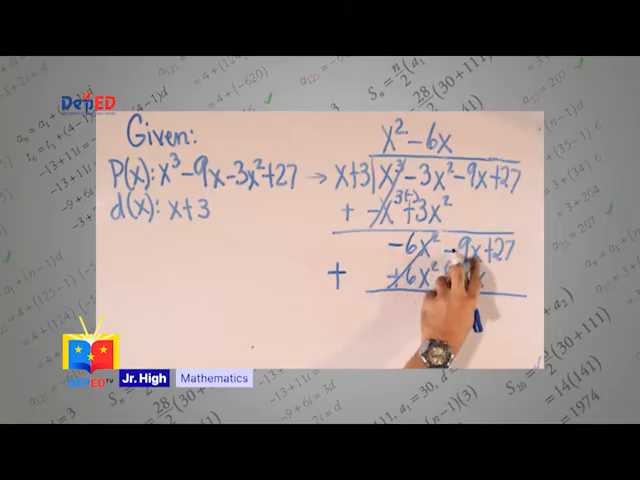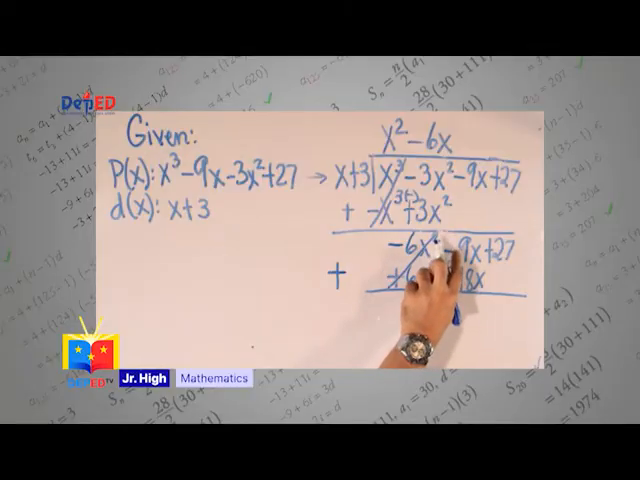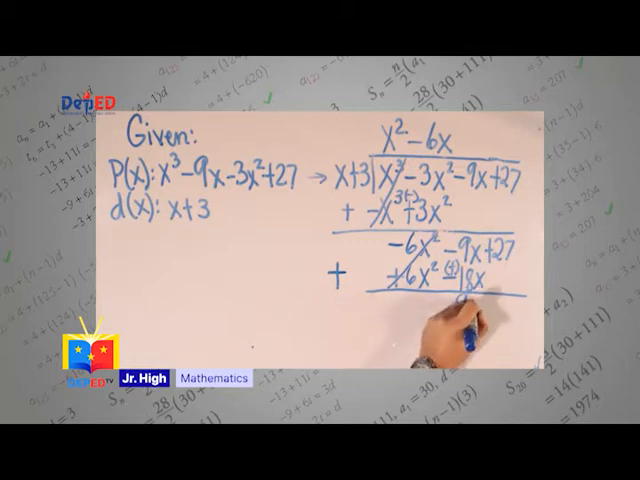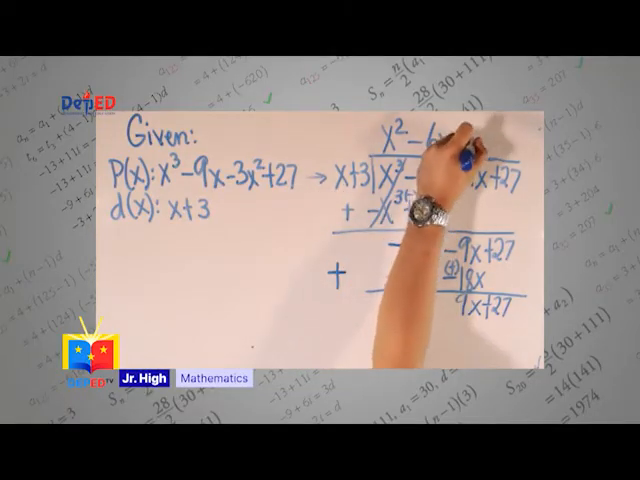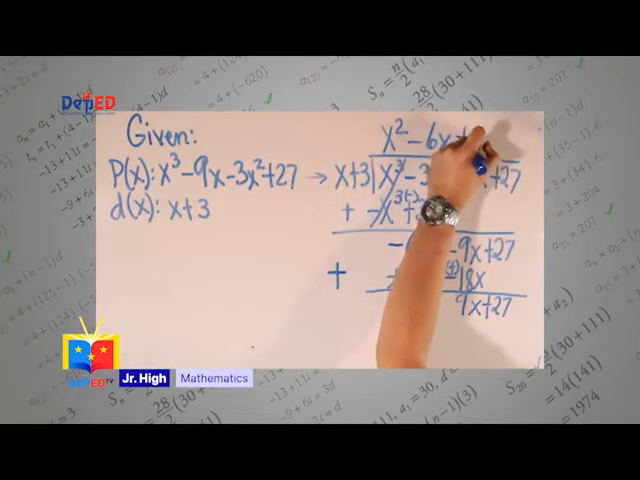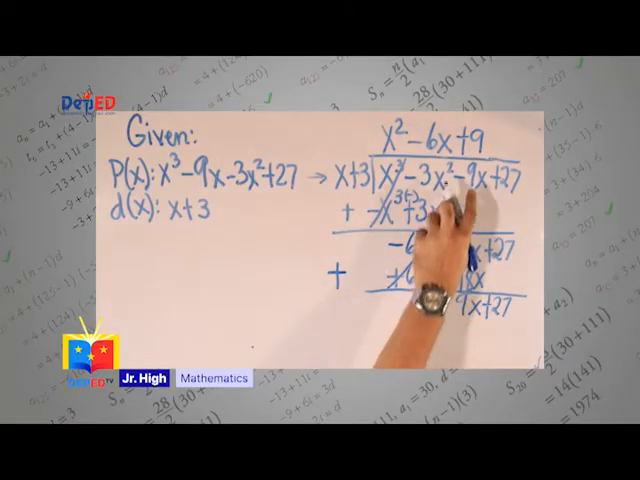Next, we have negative 9x plus positive 18x. The terms are unlike, so we'll subtract their absolute values. That will give us 9x positive, and let's bring down positive 27. 9x divided by x will give us that's positive 9.